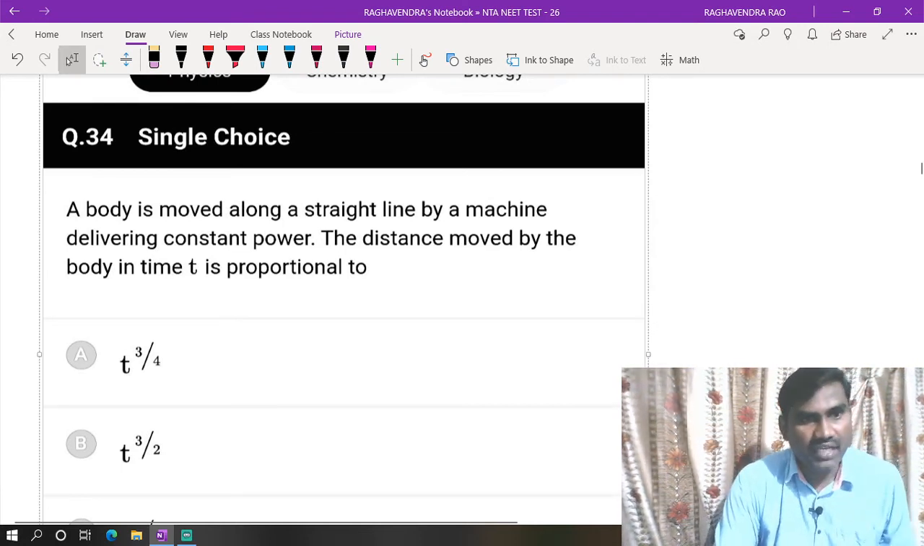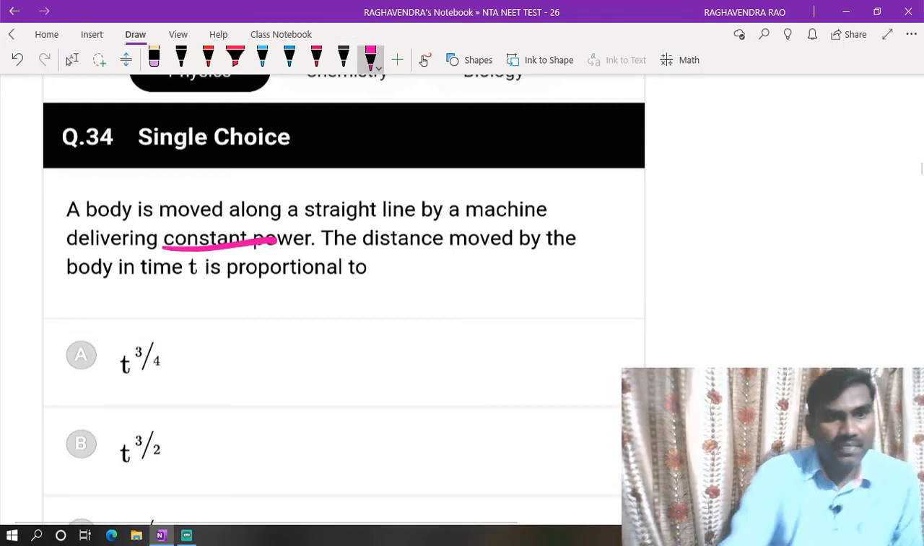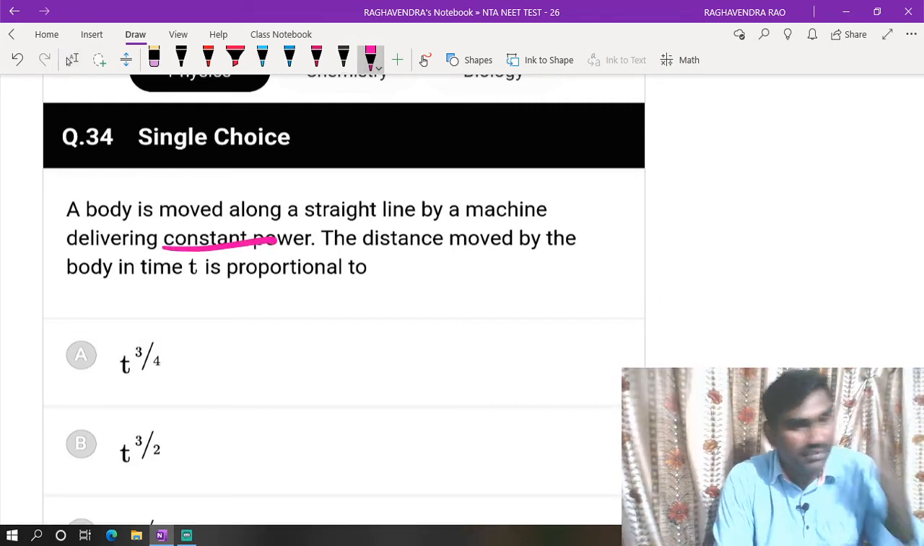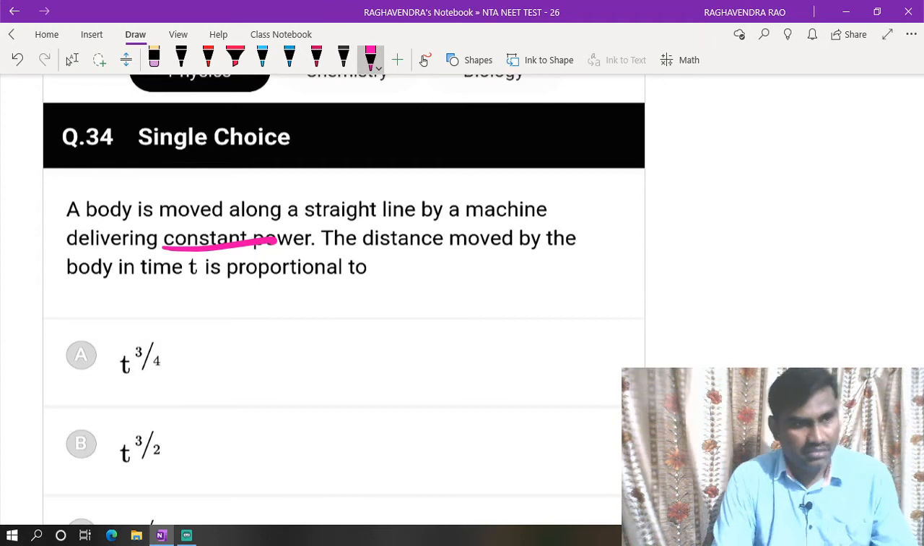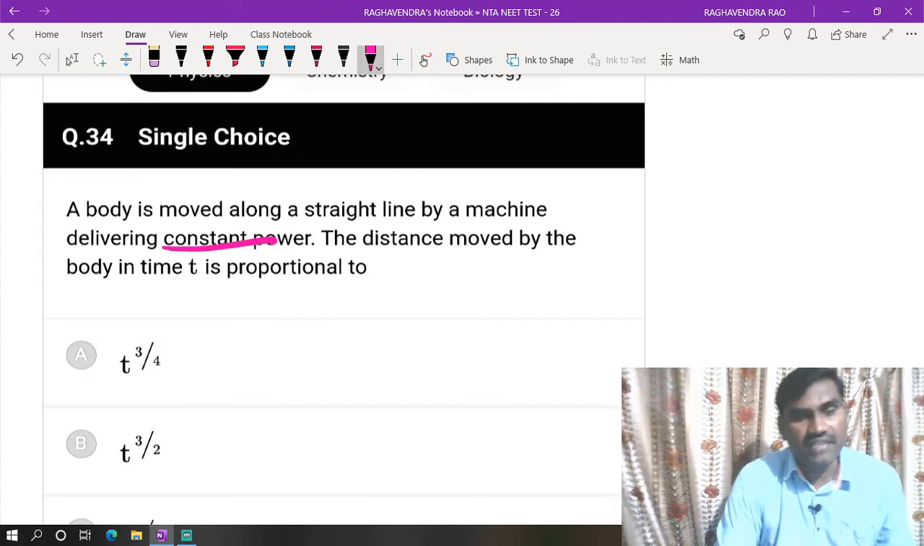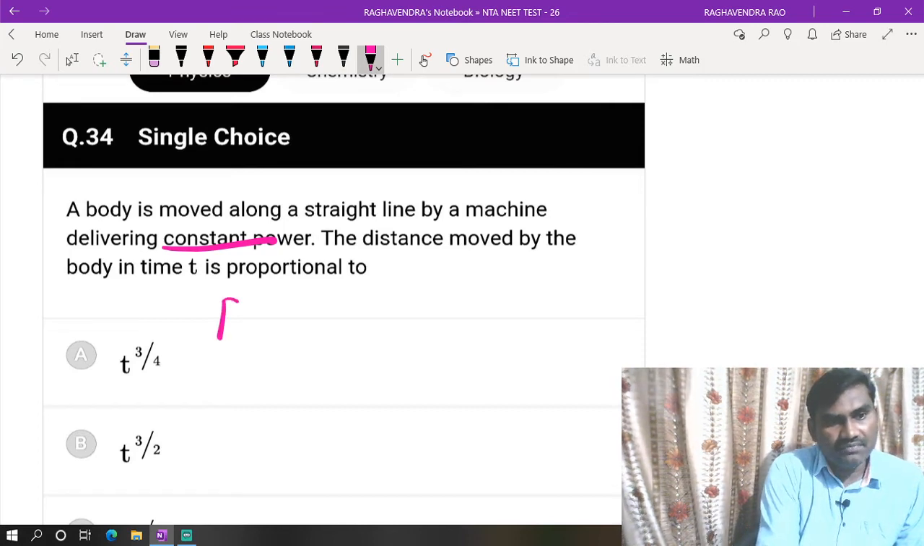Next, a body is moving along a straight line by a machine delivering constant power. The distance moved by the body in a time t is proportional to what? This is a previous NEET question, also asked in the NEET examination, and it is also an NCERT exemplar question. Constant power. So power is nothing but work done by time.